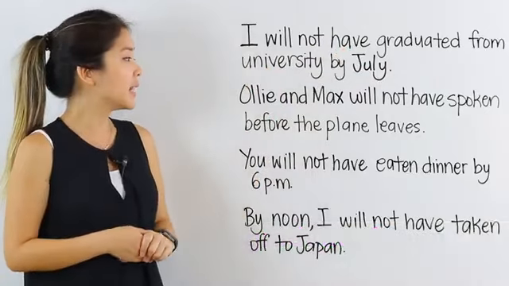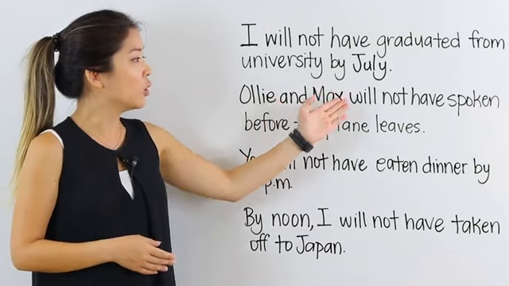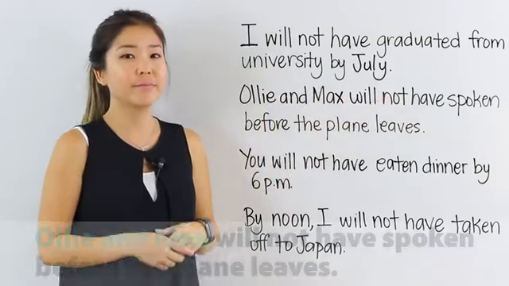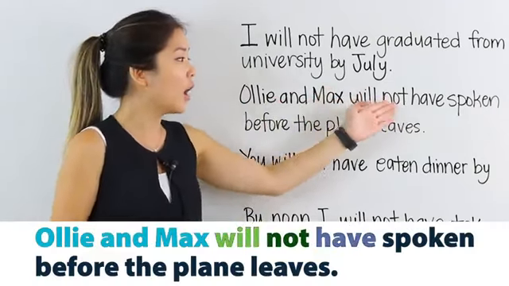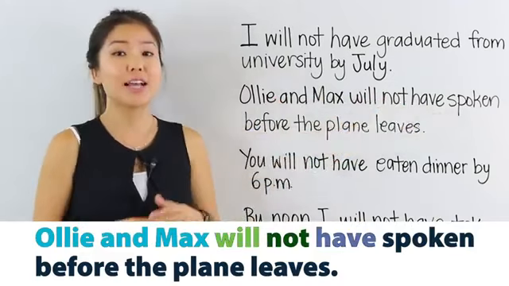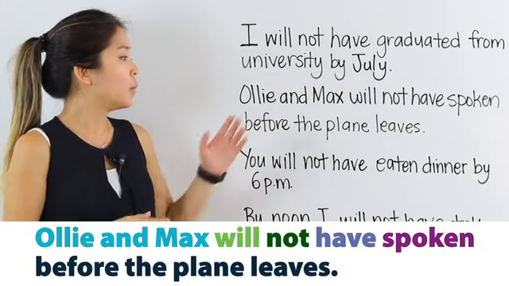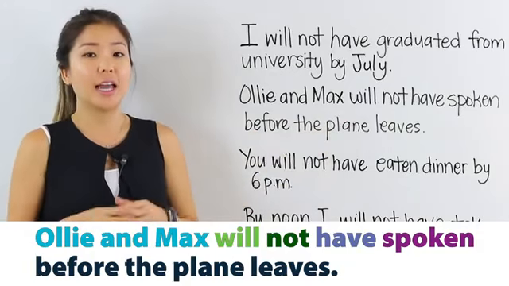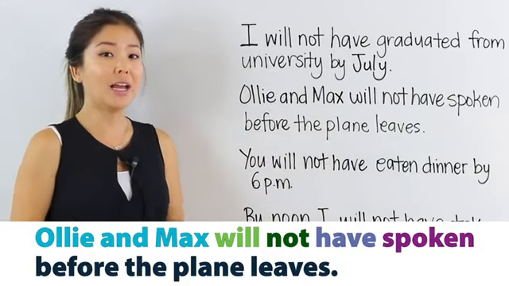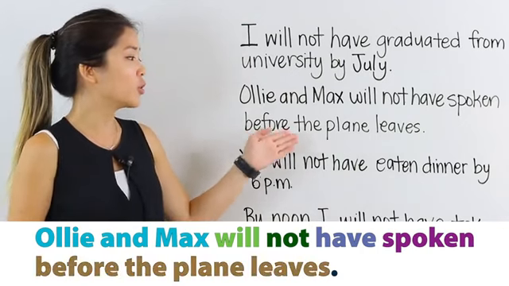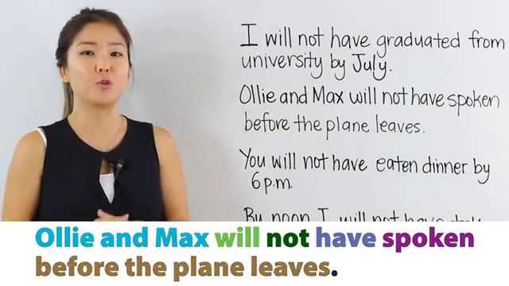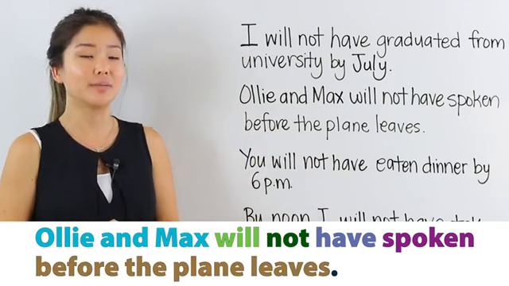The next sentence says, Ollie and Max will not have spoken. There it is again. Will not have, and then the past participle of speak, which is spoken. Before the plane leaves. Here, instead of the word by, we used before to show a specific time in the future. That's okay as well.